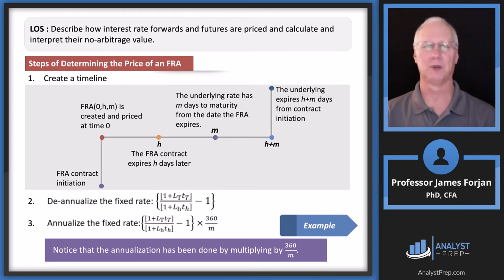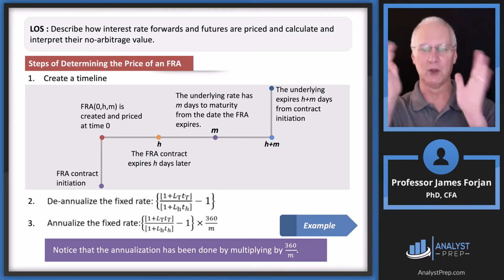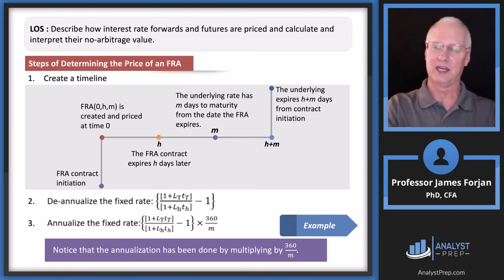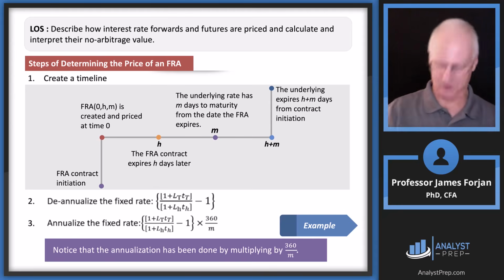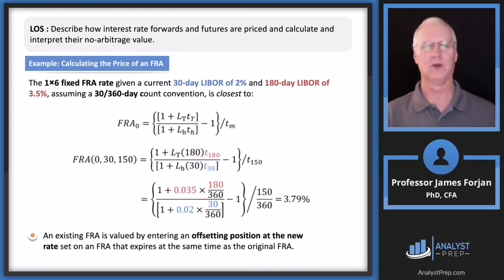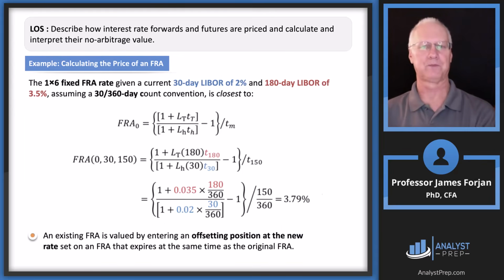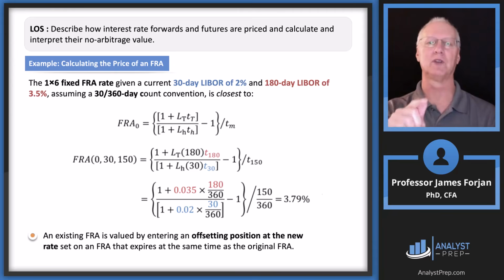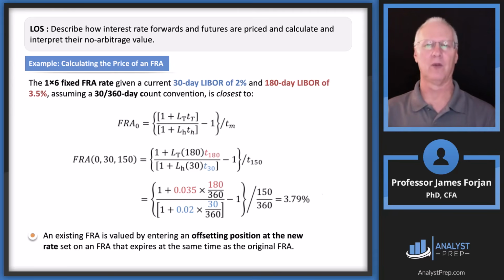Draw a timeline, put a 0, put an H, put an M, put an H plus M, and so you know what those numbers are, which then leads you to the correct answer as we'll go through here. All right, you ready for this? So a 1/6 fixed FRA rate is closest to... Notice that the LOS is to describe and calculate and interpret the no arbitrage value.